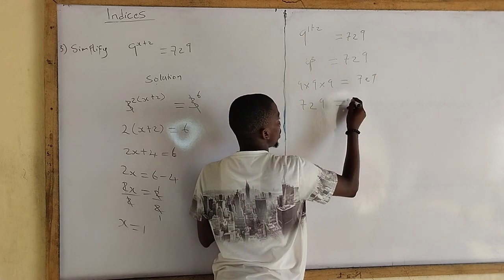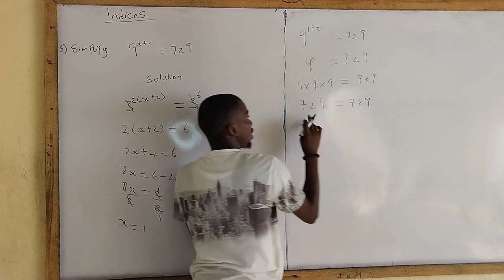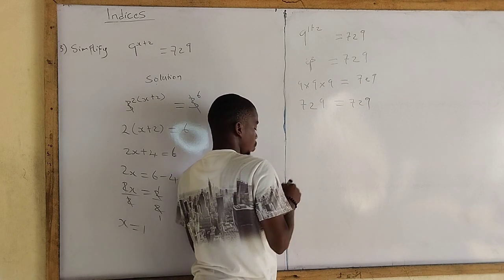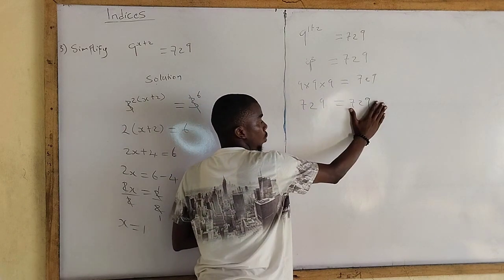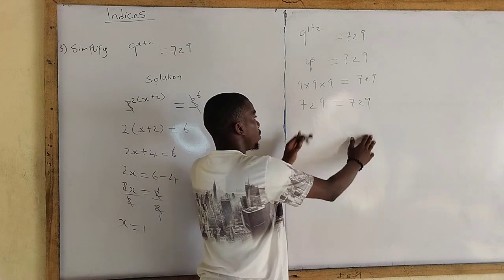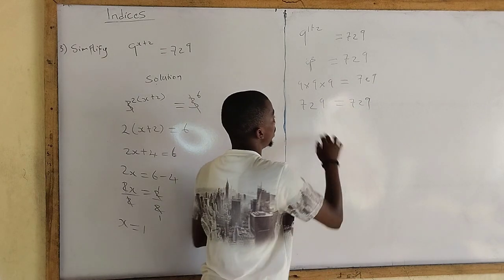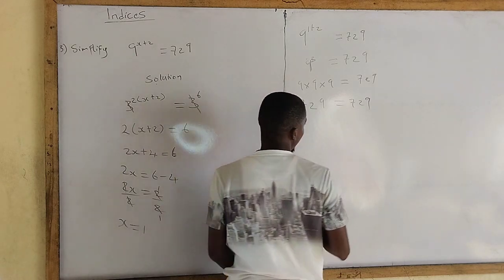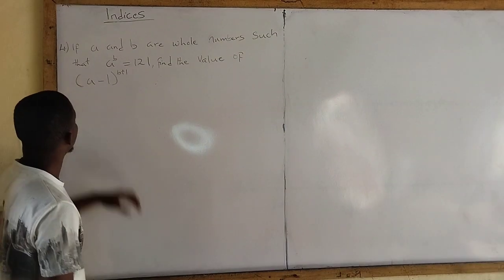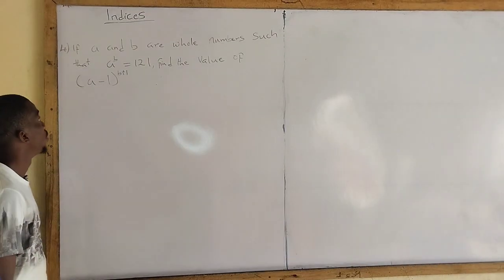Okay, so you can see that what is on this side of the equation is equal to what is on that side of the equation. What is on the left hand side is equal to what is on the right hand side. So the answer is actually correct. Okay, let's go to the next question, number 4.